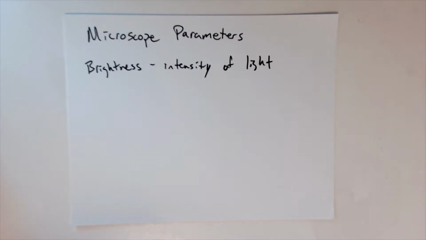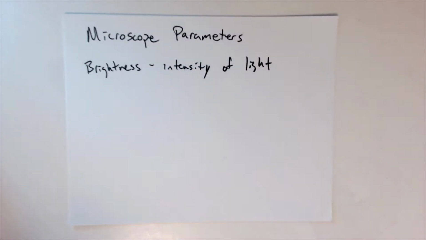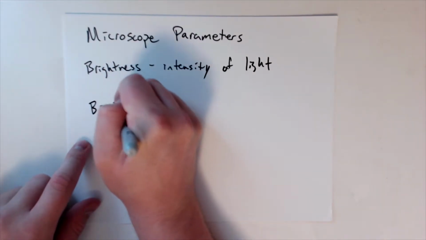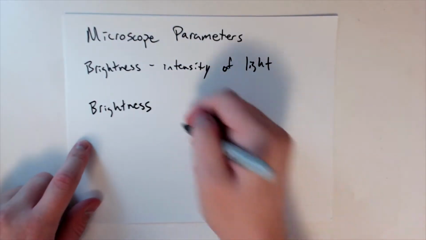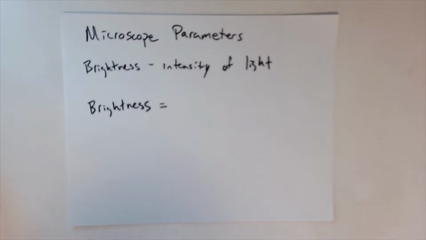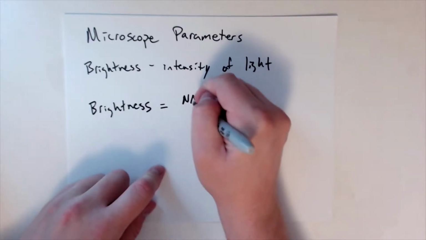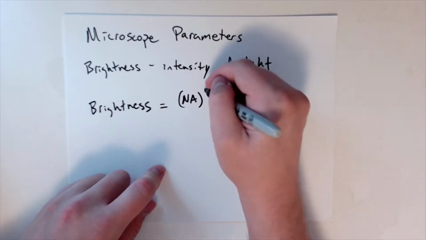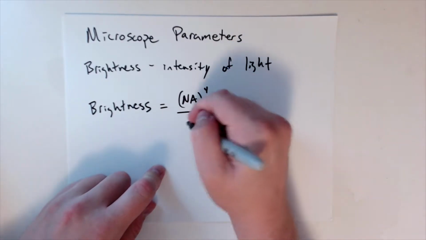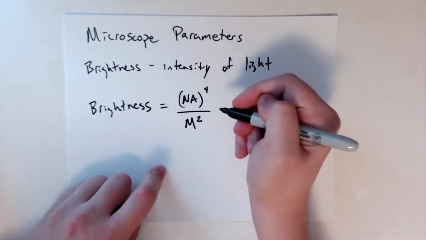When we think about forming an image, and we talked about this in some of the previous modules, if we want to make something visible, we don't necessarily just need high magnification. We also need sufficient brightness or intensity of the light to be able to visualize something. And so brightness is going to be related to the numerical aperture, which you saw as NA, raised to the power of 4, over the magnification squared.